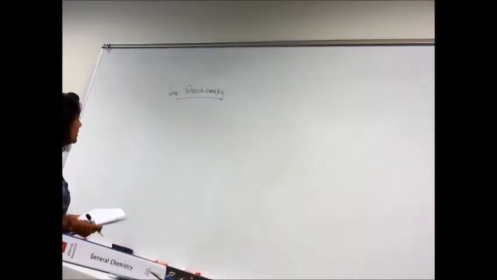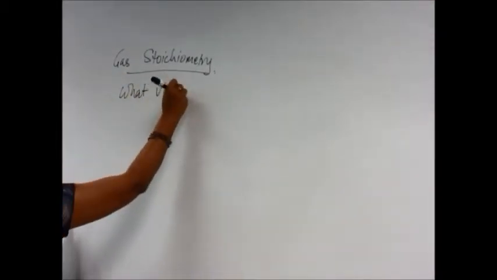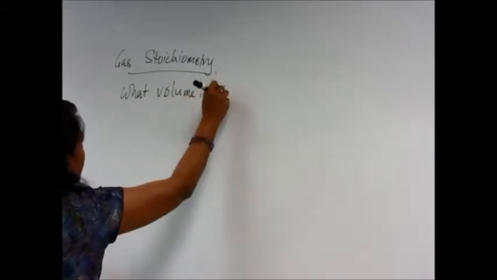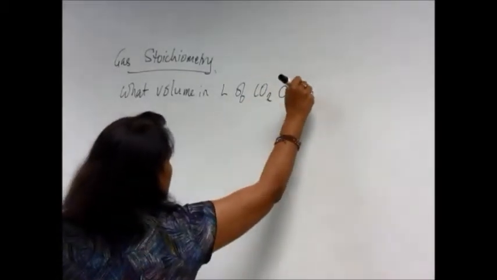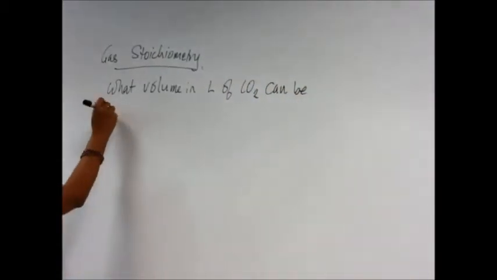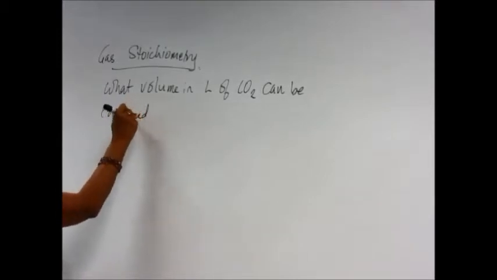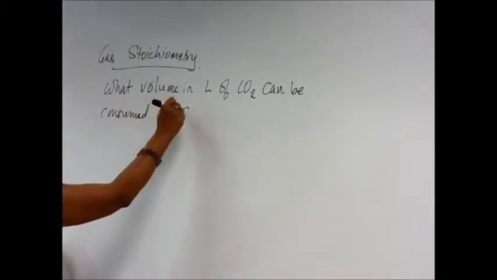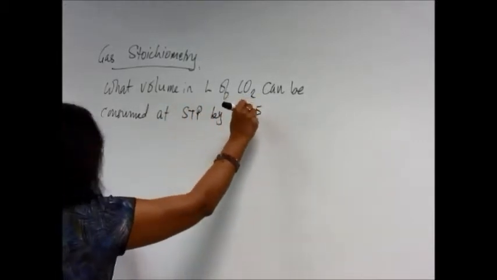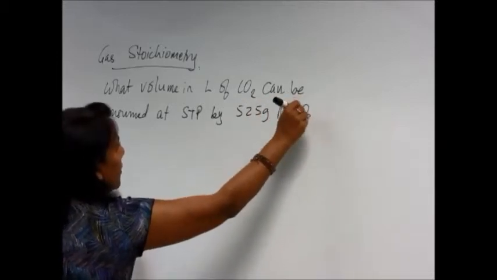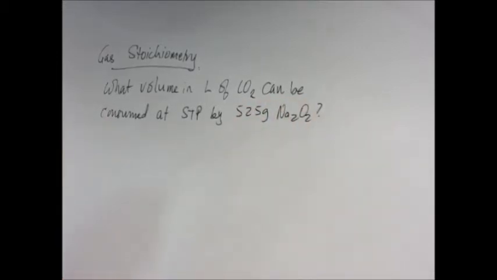So let's go ahead and try a couple of problems here. What volume in liters of carbon dioxide can be consumed at STP by 525 grams of sodium dioxide, Na2O2? You've not seen this before. This is an unusual compound. I'll give you the equation.